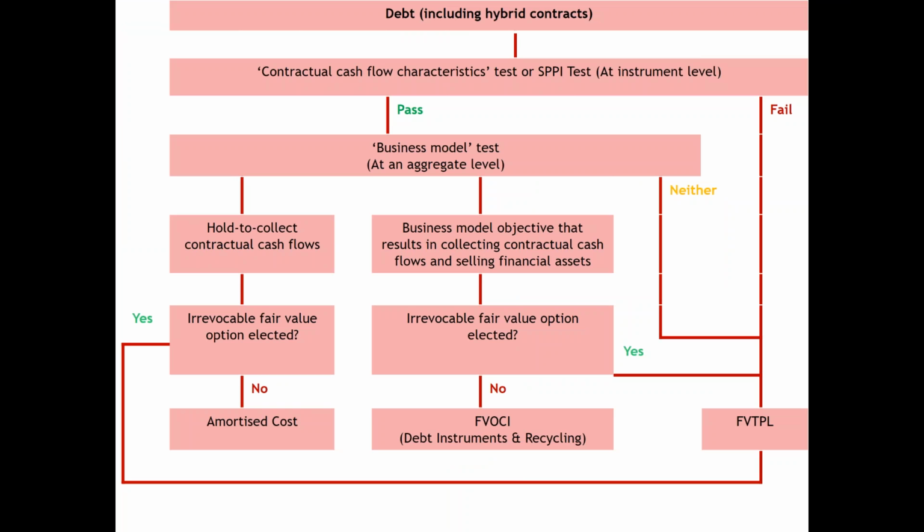For a debt instrument, if you jump 2 hurdles, and if your business model is to hold to collect contractual cash flows, and you don't want to have your debt instrument as fair value through profit and loss, you could get to amortized cost. Also, if you want to get to fair value through OCI, where you can recycle when you sell the instrument, you have to argue that your business model is a little bit of a combination of contractual cash flow and selling of the financial asset.